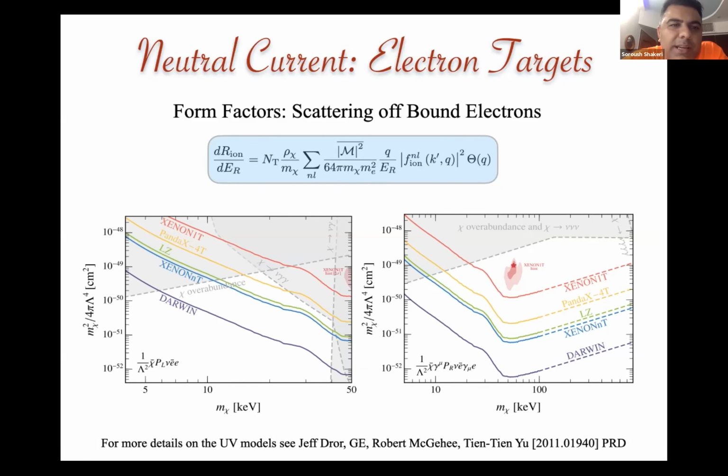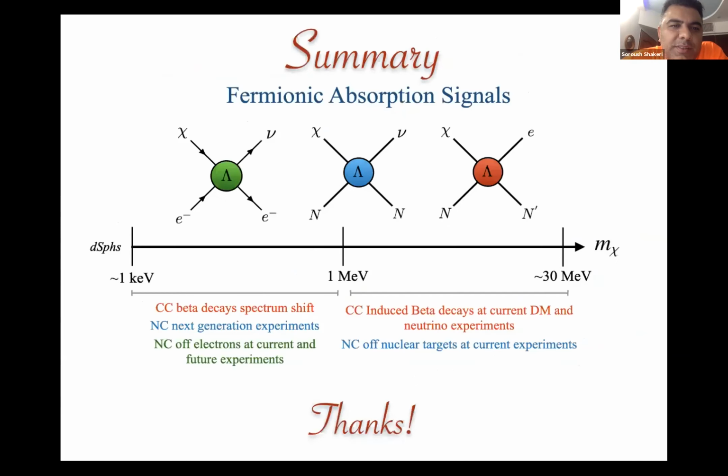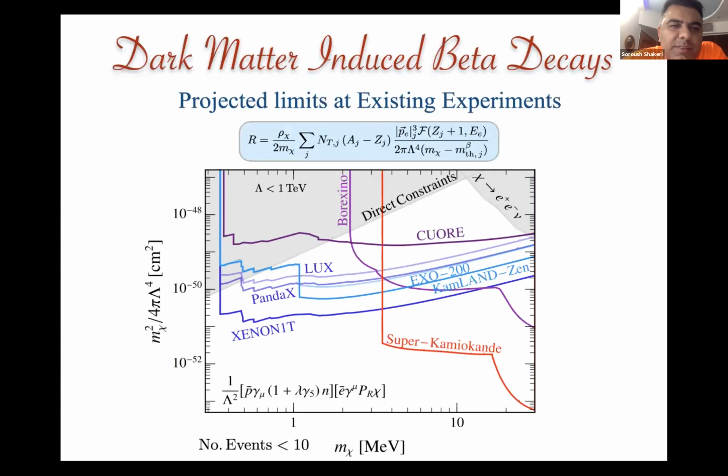Okay, I have a very short question also about this gray region. You mean in this part you have overproduction of dark matter or something like this from cosmological considerations? In that particular model, yes. Okay. Good. Thank you so much.